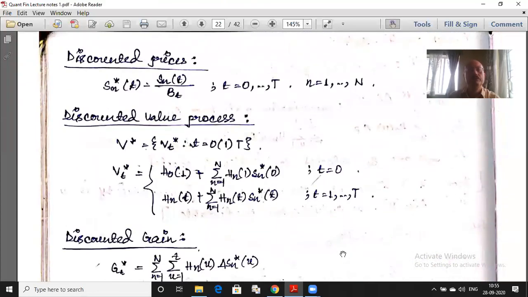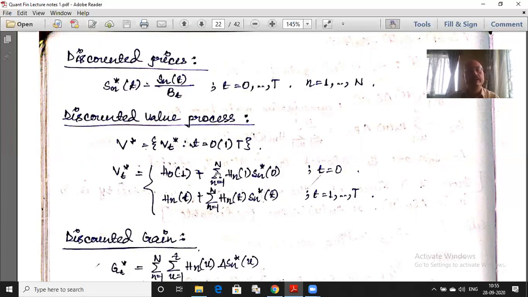Okay. So a few more definitions. This we have encountered earlier in the single period market, but we have to repeat them in the extended version. Discounted prices, Sn star T will be SnT by Bt now for each T. Discounted value process, again Vt star, and V star is the process, the whole vector of Vt star.